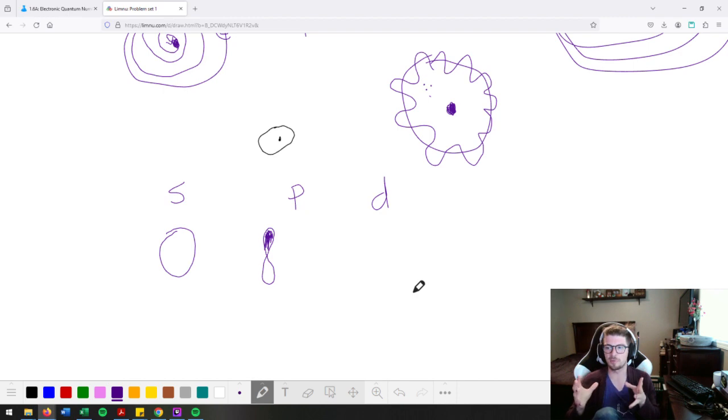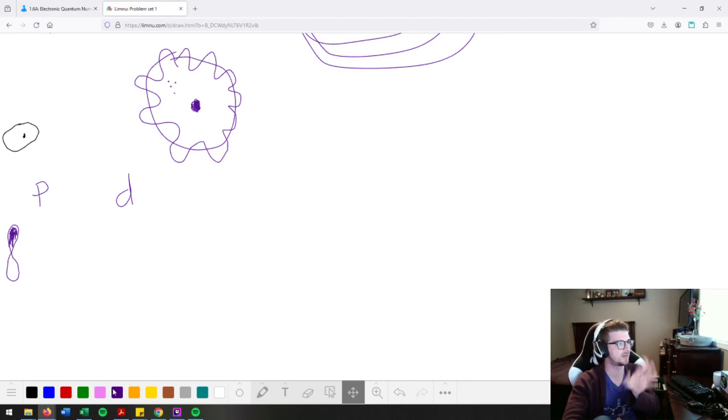Because the actual orbital is a mathematical solution. So it defines an area, how shall I say this, it defines an area which contains the electron density. So here I think I know how I'll talk about this.